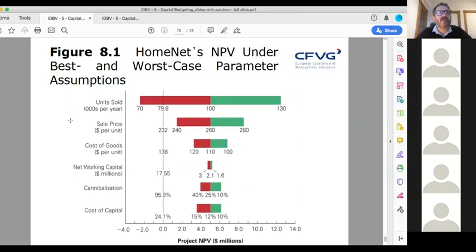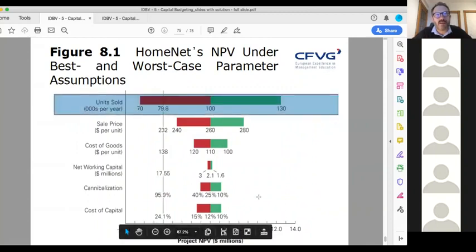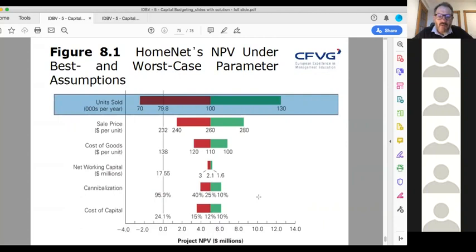On the contrary, of course, it seems that one parameter which is very important to master, the most sensitive in this project, is the quantity, okay? Because it's the only parameter for which the worst case scenario leads to a negative NPV.